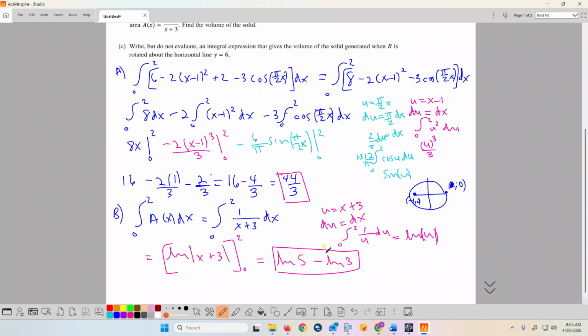Okay, so in part B, let's talk points. 1 point for that setup, right? Did you get the integral correct? 1 point for the answer. That one was kind of easy, right? All right, let's take a look at part C.